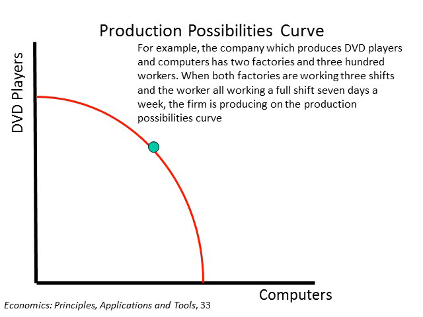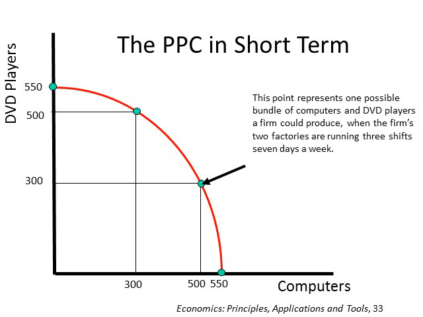For example, a company which produces DVD players and computers has two factories, 300 and 300 workers. When both factories are working 3 shifts and the workers are all working a full shift 7 days a week, the firm is on the production possibilities curve. All the points on the production possibility curve are said to be obtainable or reachable by the firm, and efficient use is being made of all the resources.